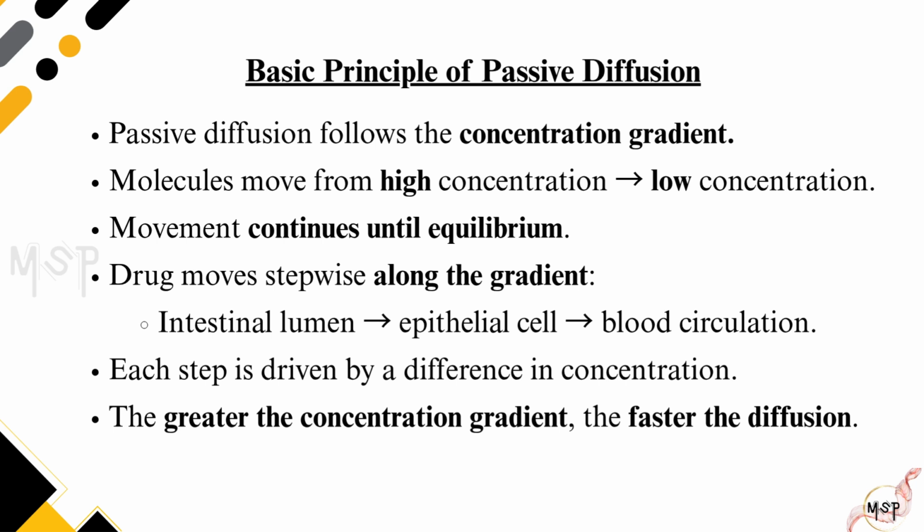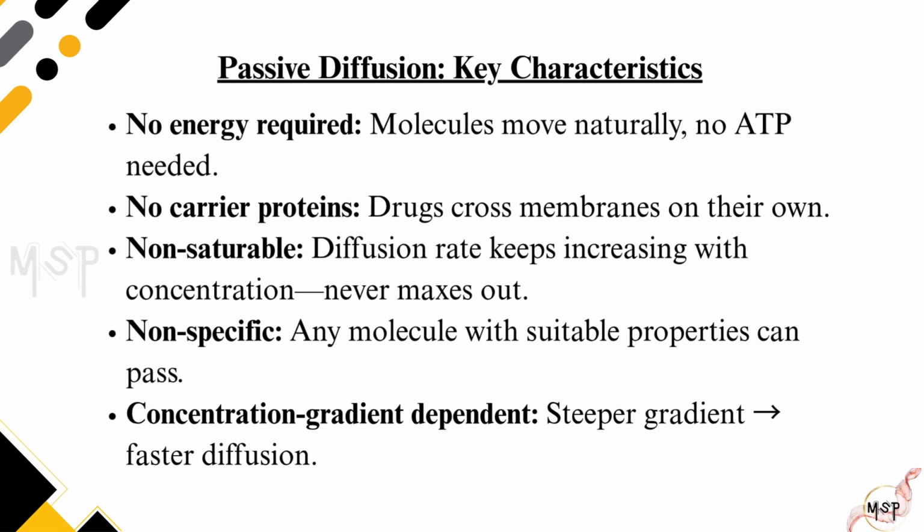The principle is beautifully simple. Molecules flow along their concentration gradient. For a drug sitting in your intestine, that means moving from the lumen, through the epithelial cells, and into the blood. The bigger the concentration difference, the stronger the driving force. So what makes passive diffusion unique? Here are its key characteristics.